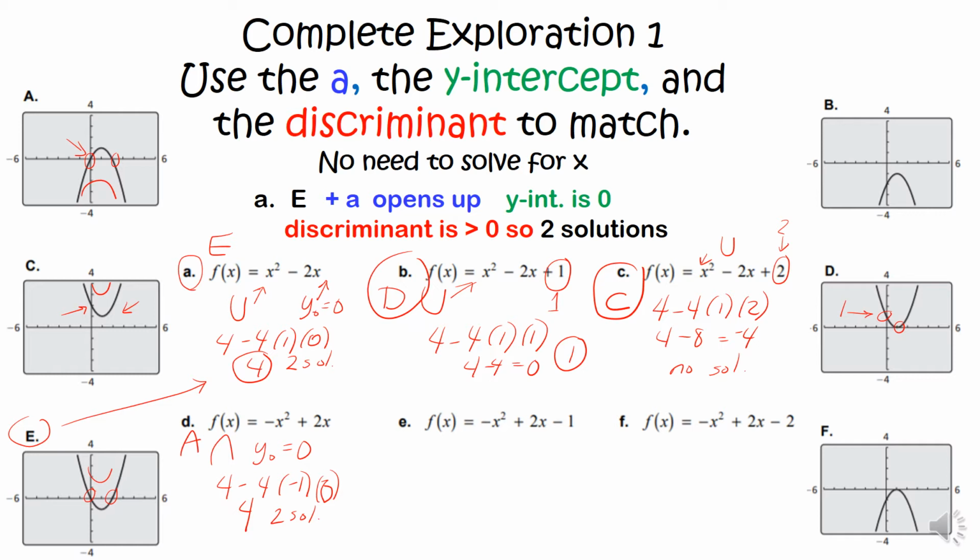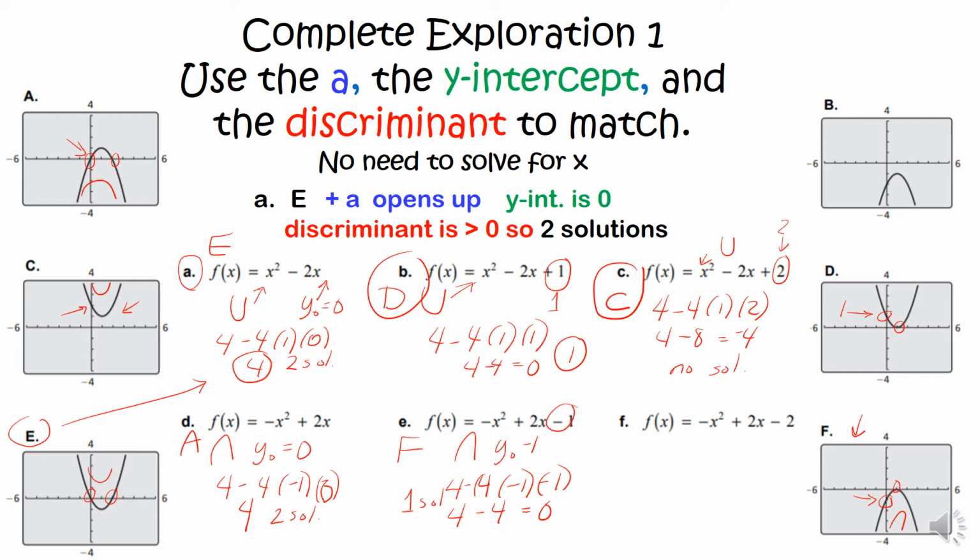Okay, the second one is we're going to look at the sad face graph that has a y-intercept of negative 1, and the discriminant would be 4 minus 4 times negative 1 times negative 1, so that would be 4 minus 4, and that equals 0, so that is 1 solution. And so we look for the graph that goes with that. That is going to be this one, F. We have a sad face graph. It has a y-intercept of negative 1, and it only has 1 solution.